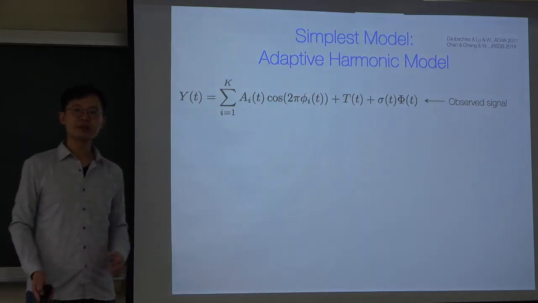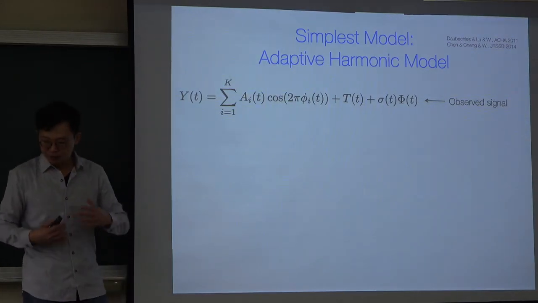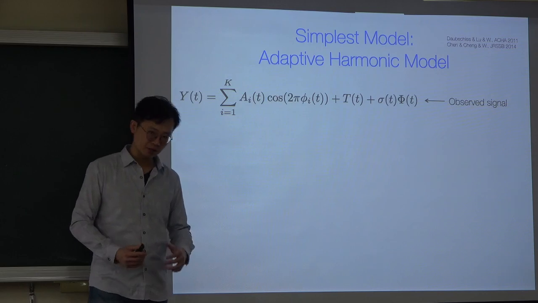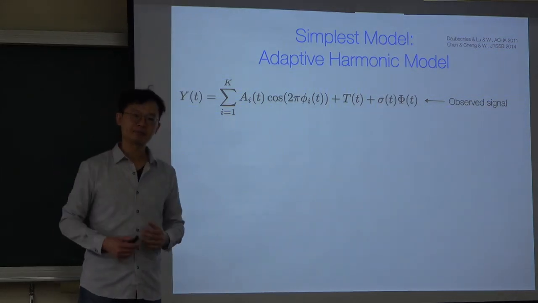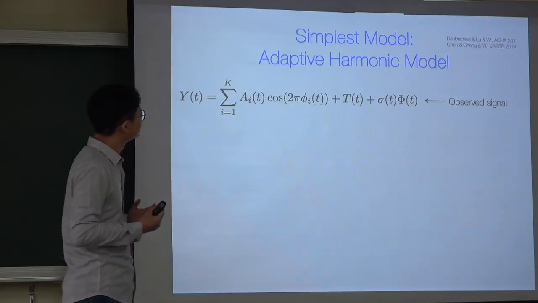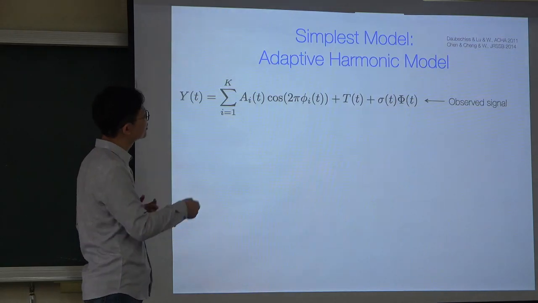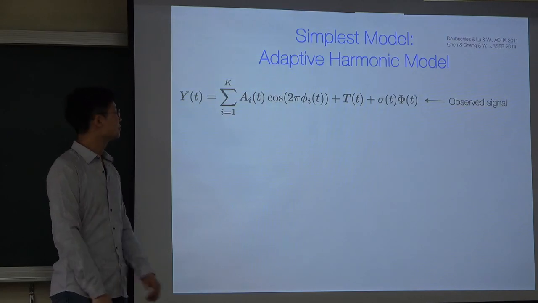Okay, so now we have seen enough examples, and I have told you enough challenges and the goals. So let's start our journey about the model. Once we have the model, we can design algorithms. What will be the model? The simplest model, the first version we will discuss, is called the adaptive harmonic model. It has the following form.